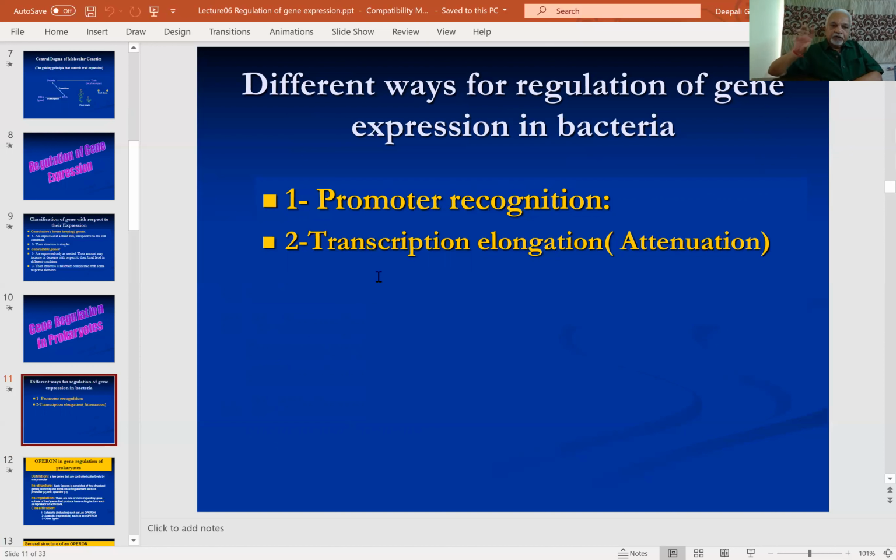So we have two major categories of regulatory systems in prokaryotes: one by way of recognizing the promoter, and another one by way of attenuation. And also, I should tell you that in a cell, you have two types of metabolic processes, the catabolic processes and anabolic processes. It means the synthetic processes and the degradative processes. Both these kinds of processes are regulated differently, so the gene expression is divided based on the kind of process they are controlling or regulating.